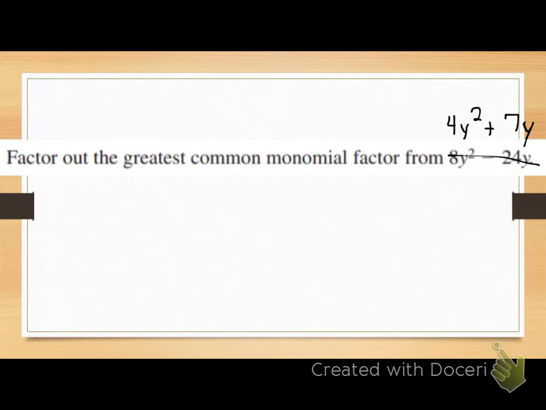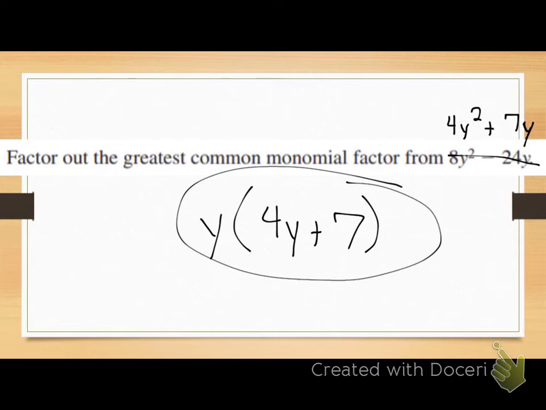Is there a number besides 1 that goes into 4 and 7? No. So can I factor out a number? No. How many y's do they have in common? 1. So I'm factoring out a y. You can just factor out a variable. You don't always have to have a number in common. Does that make sense? So what would be inside the parentheses? 4y plus 7. That would be my answer. I just wanted you to see that you don't always have to have a number that you're factoring out. Does that make sense? Can I erase?